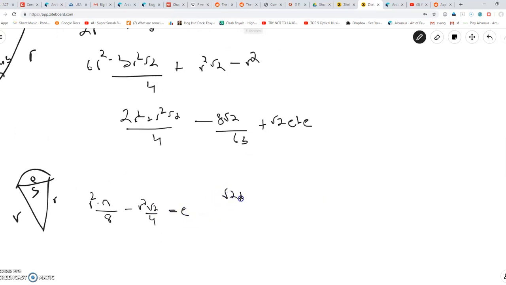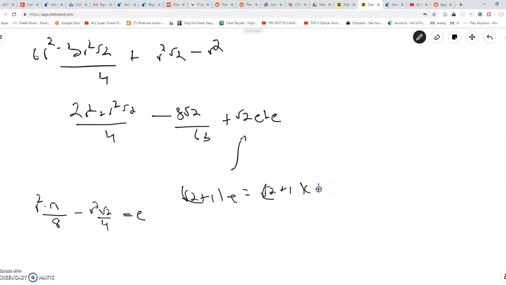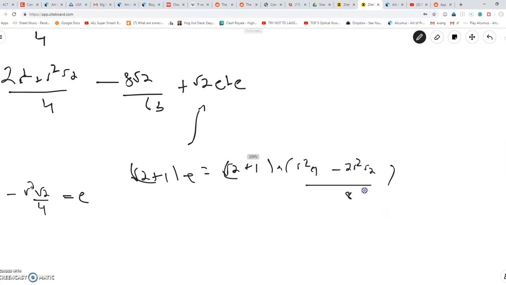And so root 2 plus 1 times E, which is this expression, is equal to square root of 2 plus 1 times 4r squared pi over 8 minus 8r squared. This is equal to r squared pi over 8 minus 2r squared root 2 over 8. And so we can simplify this, and we get square root of 2 plus 1 times r squared times pi minus 2 root 2 over 8.